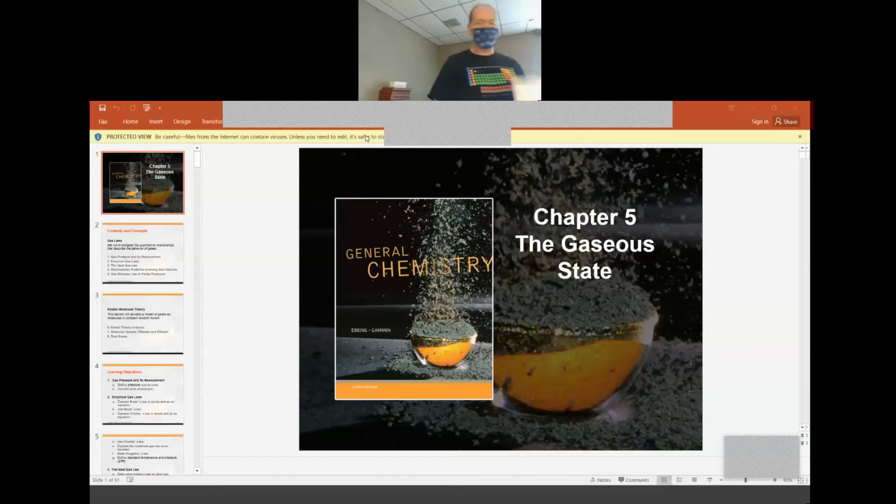All right, today we're going to finish up chapter 5 and start on chapter 6. We left off with collecting over water. So I want to do one example of collecting over water.